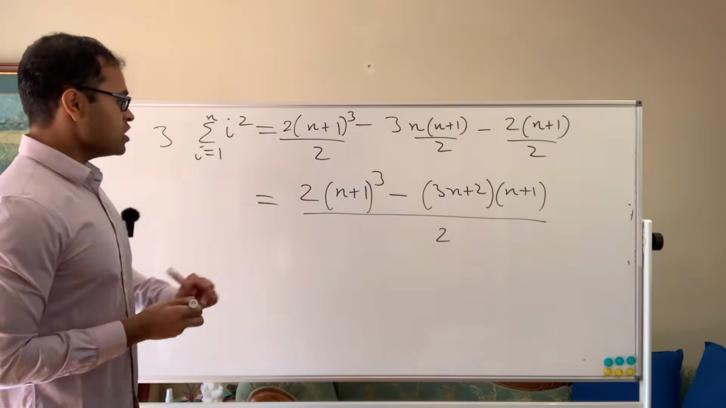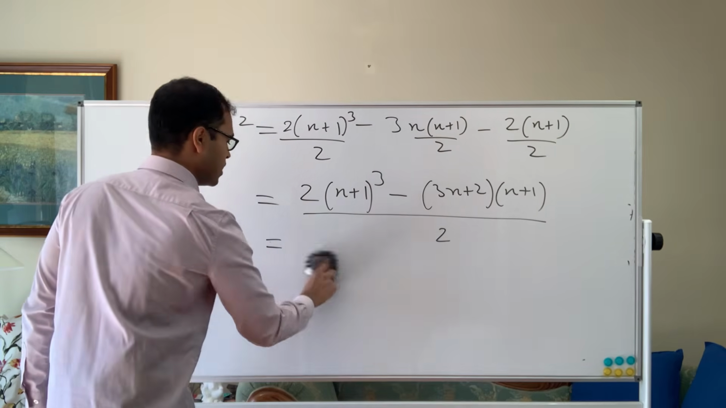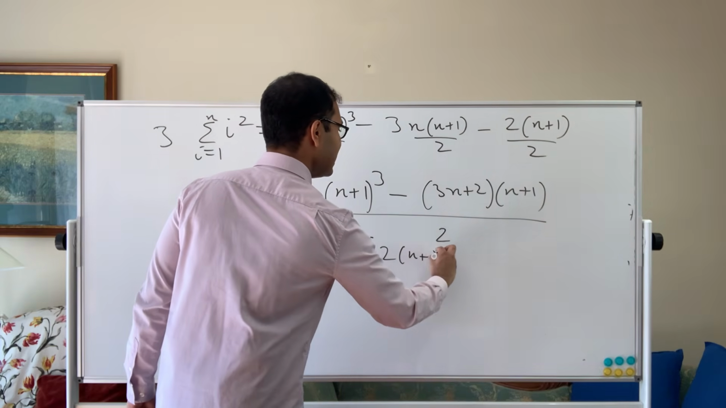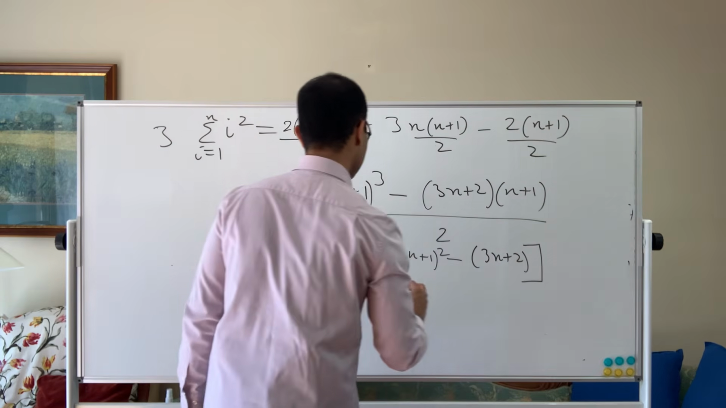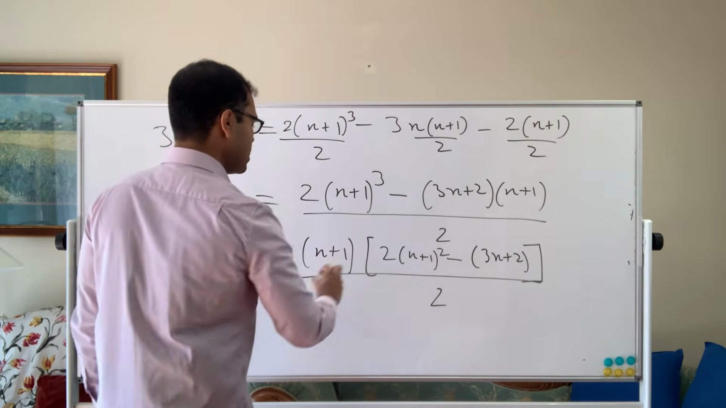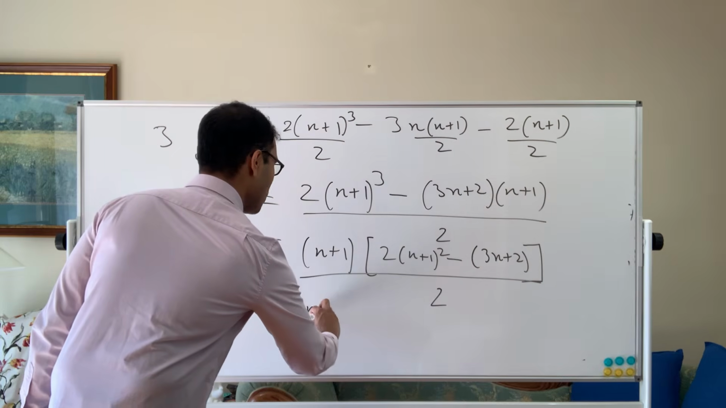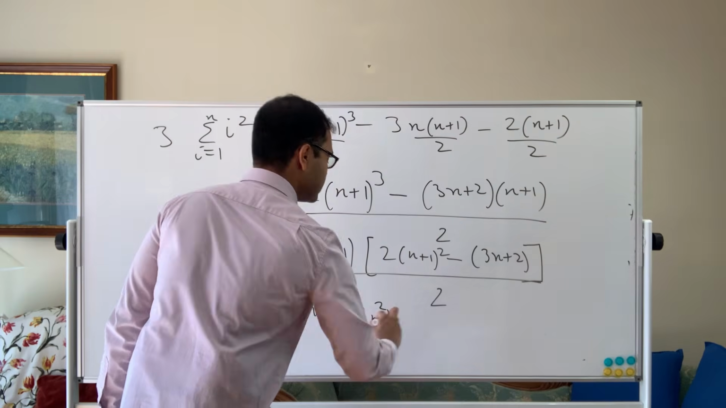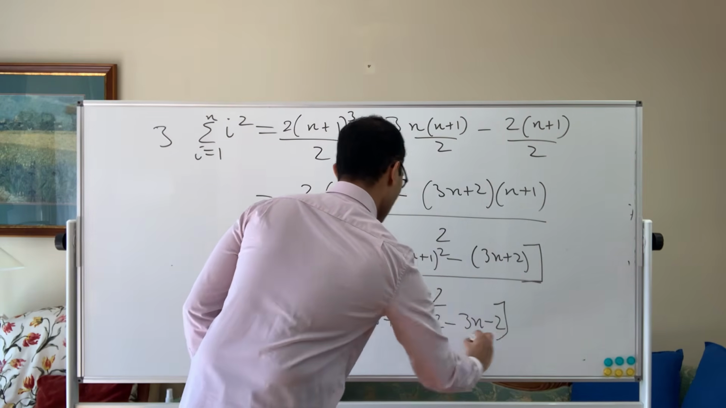And now you can actually factor out another n plus 1 here. Okay, so maybe I'll factor out an n plus 1. So it's going to be (n plus 1) times [2 times (n plus 1) squared minus (3n plus 2)], all divided by 2. And now you can actually solve for what this expression in brackets is. Using the binomial theorem, you can say that that's going to be (n plus 1) times [2n squared plus 4n plus 2 minus 3n minus 2], and that's all divided by 2.